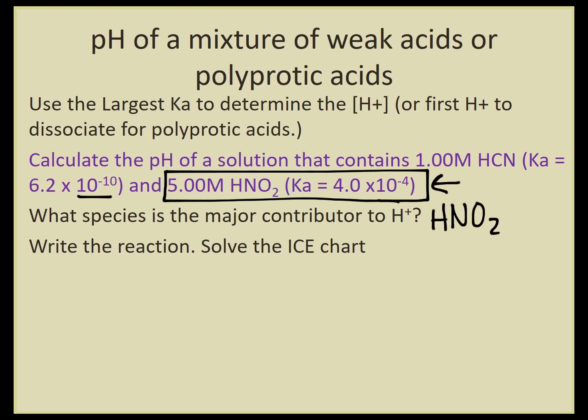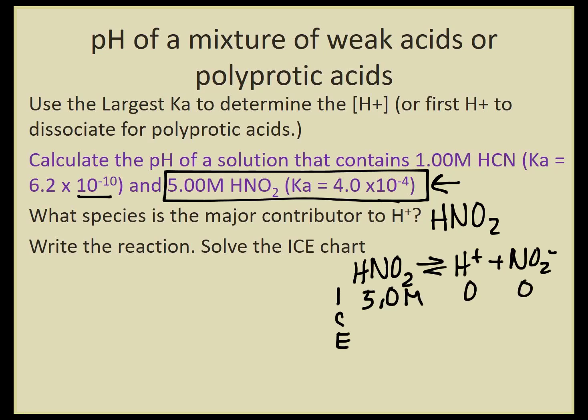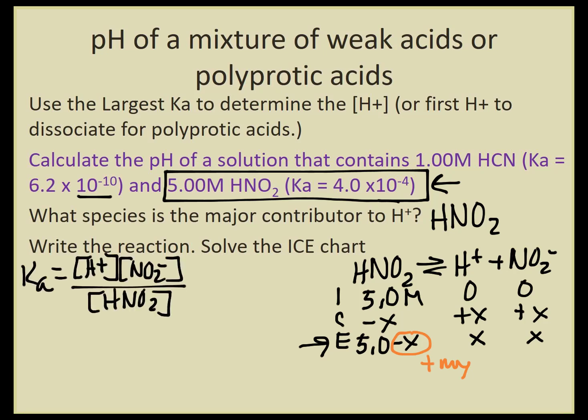So we're first going to write the reaction, and then we are going to solve the ICE chart with the information that we've been given. I start out with a concentration of 5 and nothing over here, and then everything's a 1-to-1 ratio with these acid problems. So this is what I'm going to put into my formula. I am going to assume that my minus x is tiny, so I don't have to do the quadratic equation. There's my acid dissociation constant. Let's put in what we know.